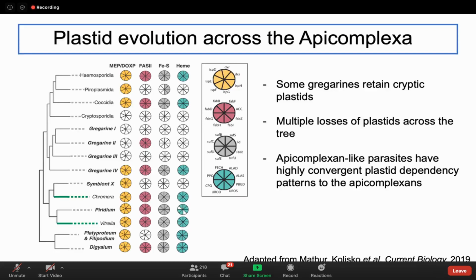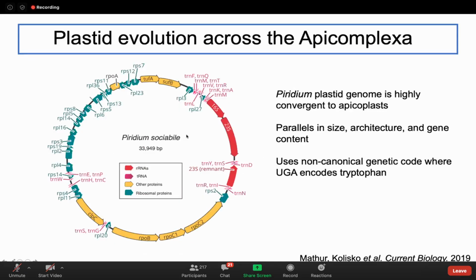What about the plastid genomes? Do they retain similar kinds of plastid genomes as other apicomplexans? Have they reduced in the same way? So we sequenced the plastid genome of Piridium. And as you can see here, it looks exactly like an apicoplast genome. It's converged to have the same gene content, architecture, and structure, and it even uses a non-canonical genetic code where UGA encodes tryptophan, as we see in coccidian plastids. So just a huge amount of convergent evolution.